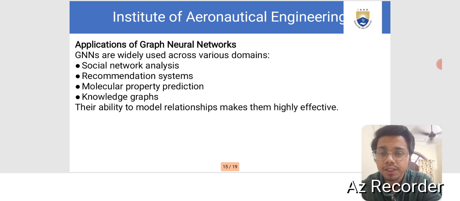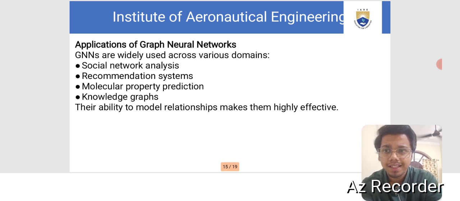Applications of graph neural networks. GNNs are widely used across various domains: social network analysis, recommendation systems, molecular property prediction, and knowledge graphs. Their ability to model relationships makes them highly effective.